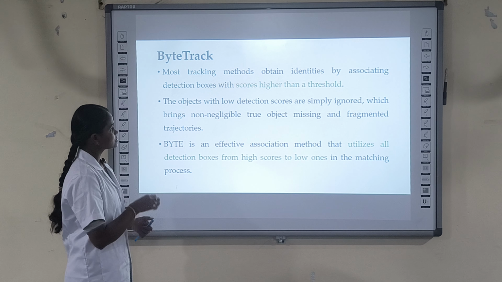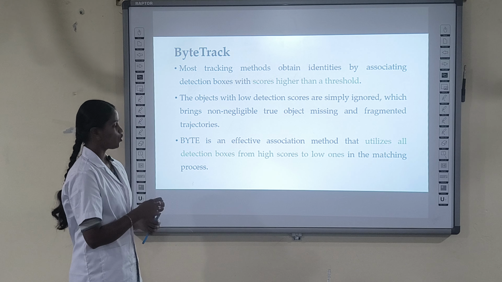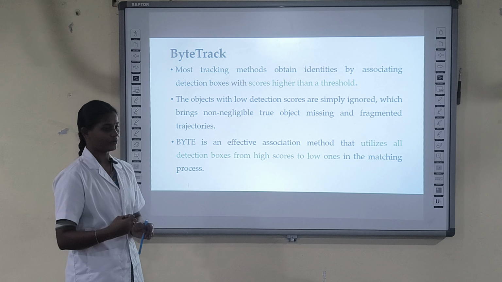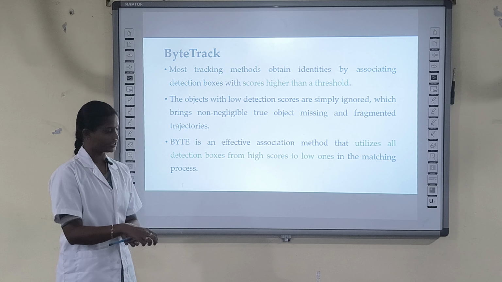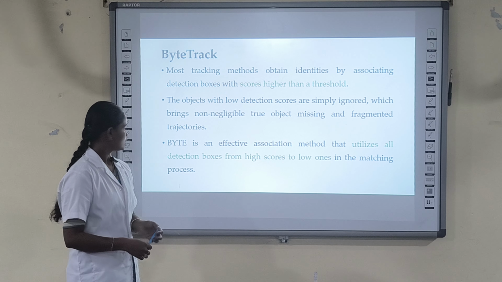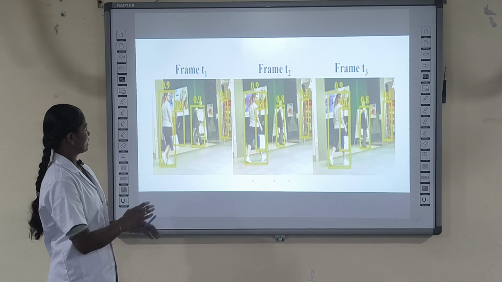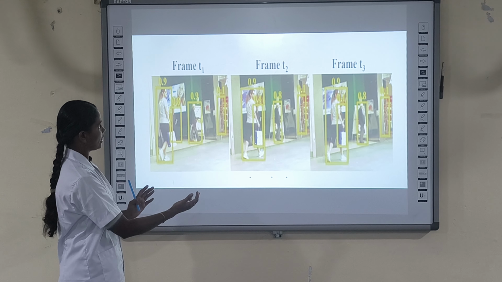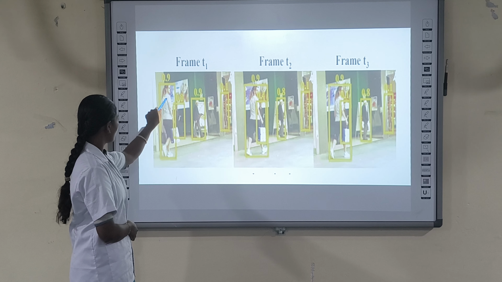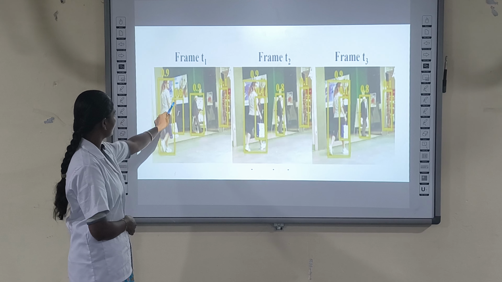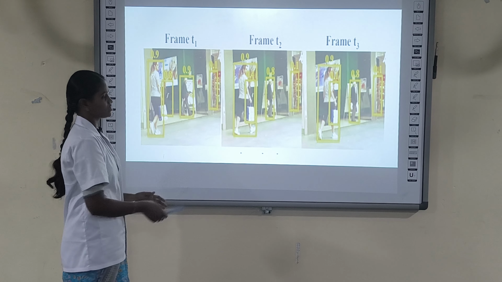So next one is the ByteTrack method. In this method we use score-based prediction. Here the high value is predicted for object detection, and the low value is ignored. This is the example diagram. We have considered 3 frames, T1, T2 and T3. Here the values are associated with the bounding boxes: 0.9 and 0.8, 0.9 and 0.1. In the same way, 3 frames are considered.